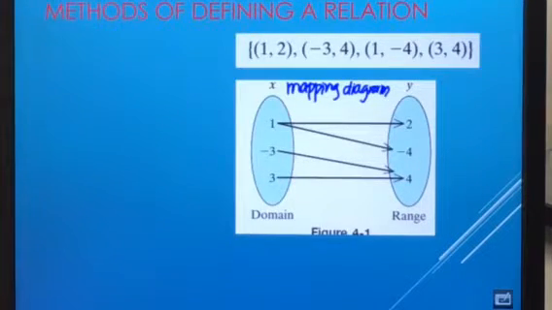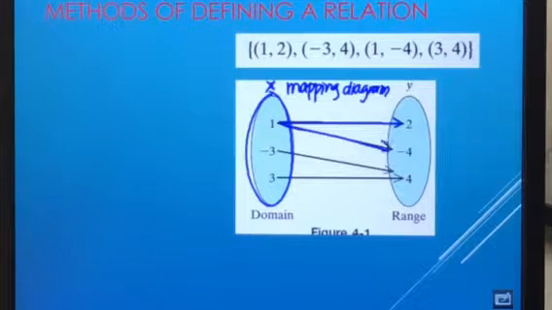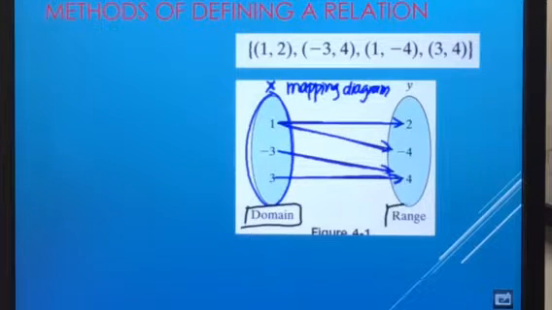where each input in this set is mapped to some output. So 1 is mapped to 2 and -4, -3 is mapped to 4, and 3 is also mapped to 4. So this is also another way of writing a relation. So you can also see here in this mapping diagram, we have already determined what we call domain and range.